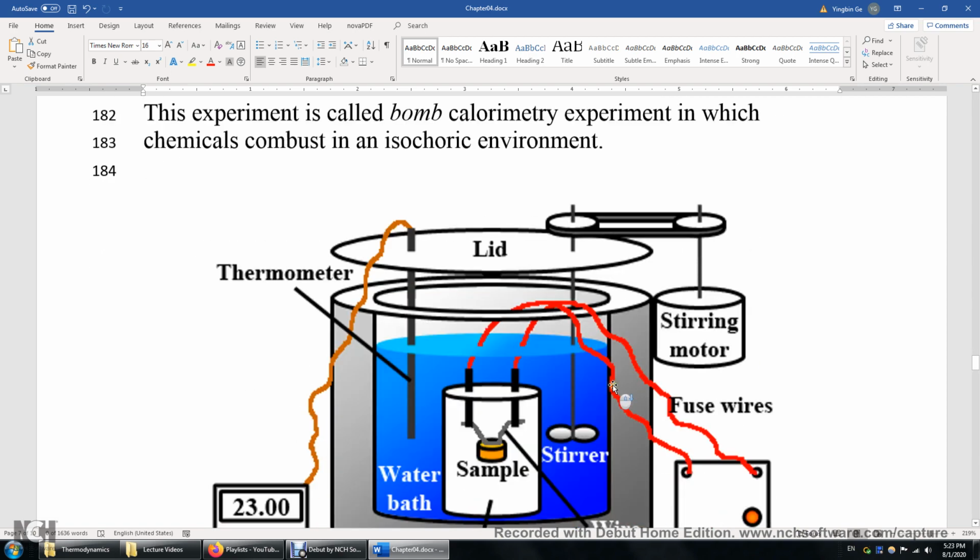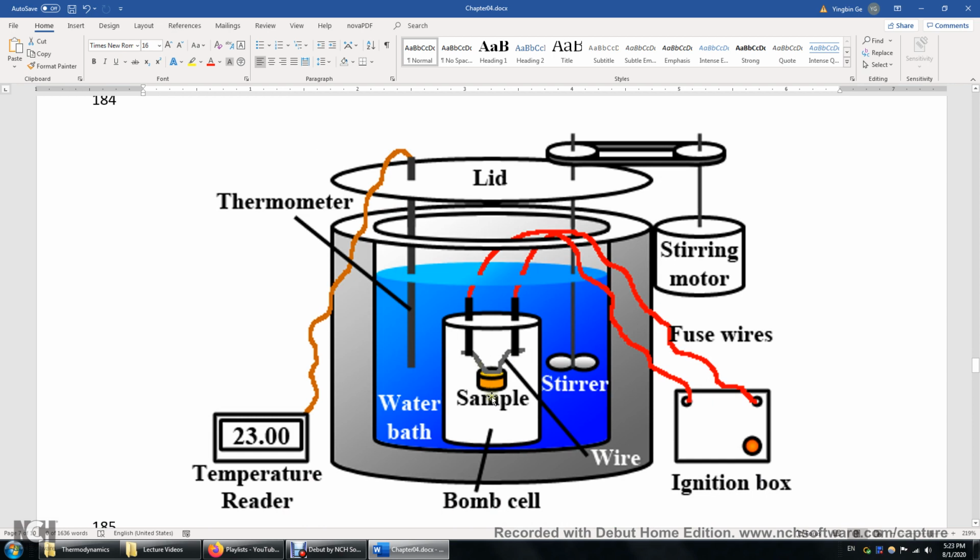Now let's look at one experimental apparatus. We will combust this sample in this reaction vessel. It's called a bomb. This bomb can withstand very high pressure and very high temperature. So the reaction will be ignited by this ignition box. This ignition box sends electric current to the sample, ignites the sample, and then heat is released from the combustion reaction inside the bomb. The heat is dissipated into the water bath.